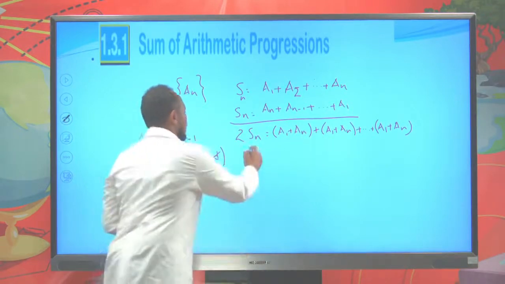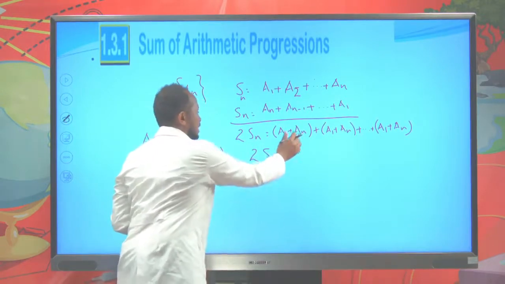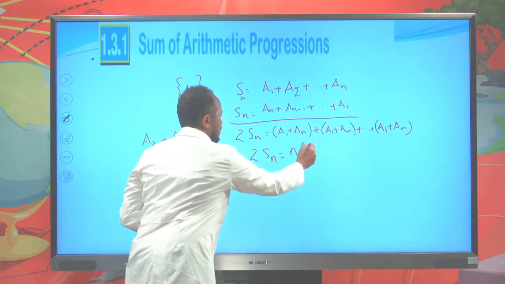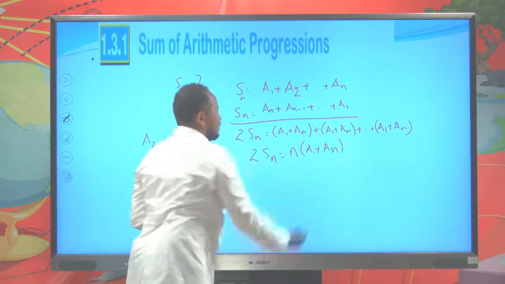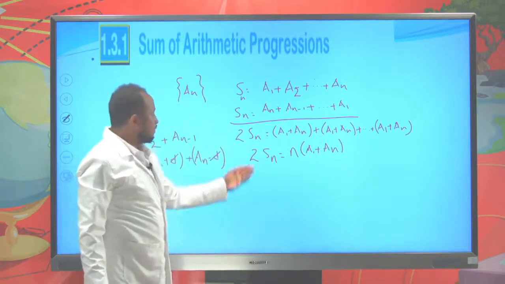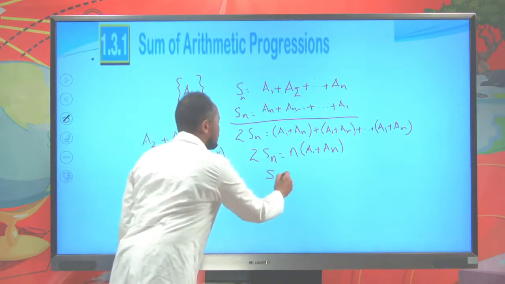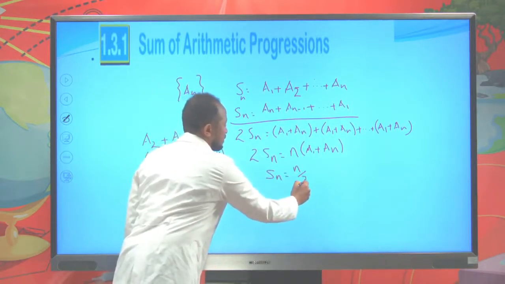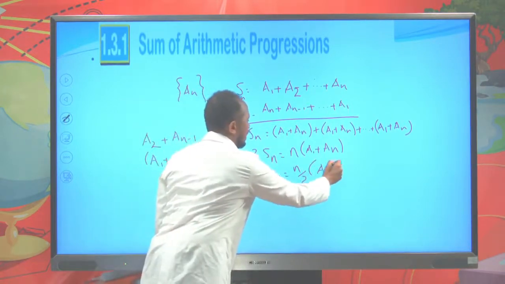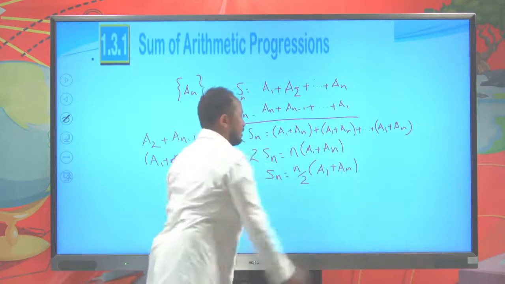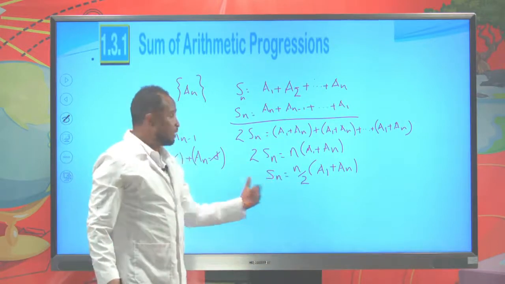Therefore you can write twice Sn equals n times a1 plus an. Dividing by 2, the sum of n terms of an arithmetic progression is equal to n over 2 times a1 plus an. So this is a formula, or we can further rewrite this in another form.